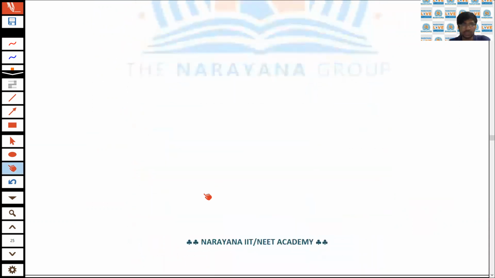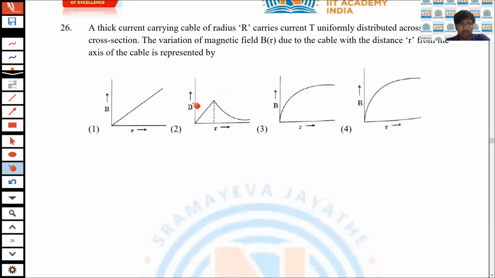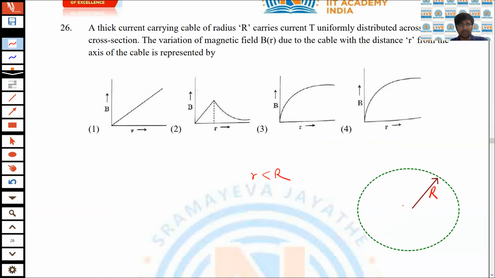Let's come to the next question, 26th. A thick current carrying cable of radius R carries current I uniformly distributed across its cross section. The variation of the magnetic field B as a function of distance r from the axis of the cable is represented by... See, when r is less than R, let's say this is the cable and its radius is R and current is constantly flowing through it.